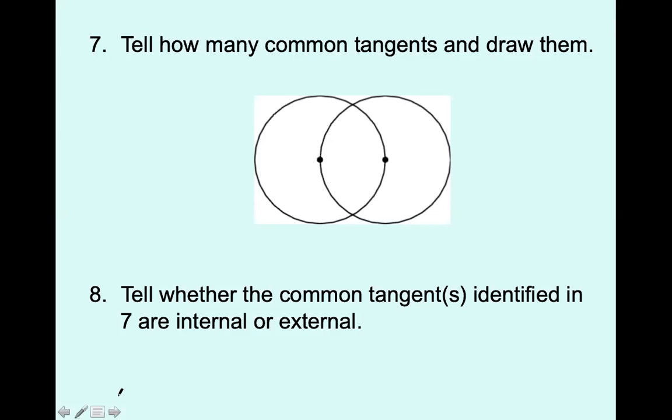So on this first one, on number 7 here, I want to draw some common tangents. Let's see, I could draw one that intersects up here. So I'm going to go right along this line. Ooh, that's a pretty line. There we go. Put my arrows on the end.